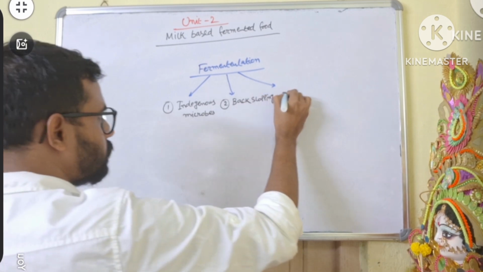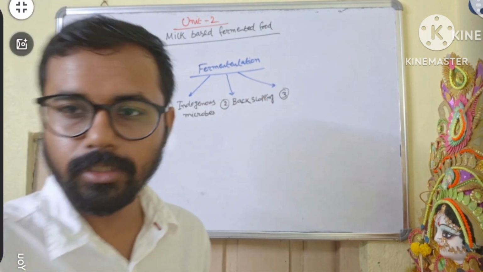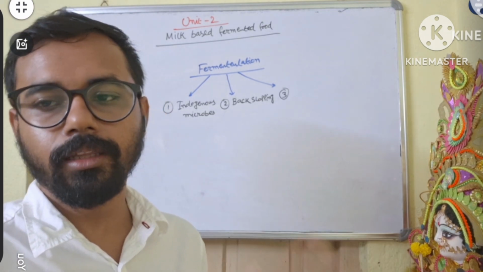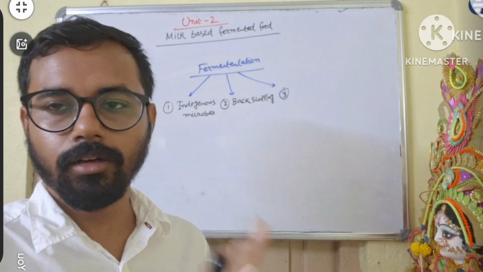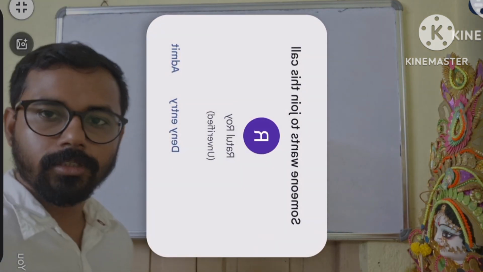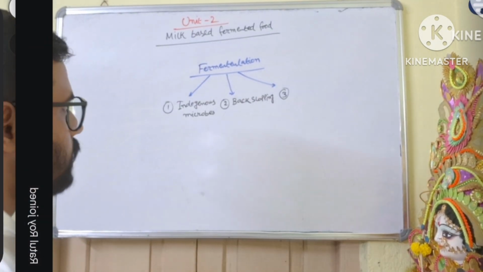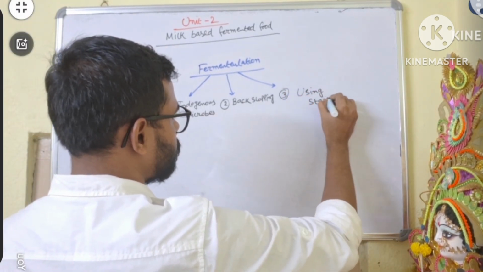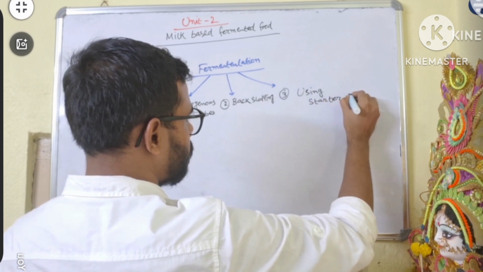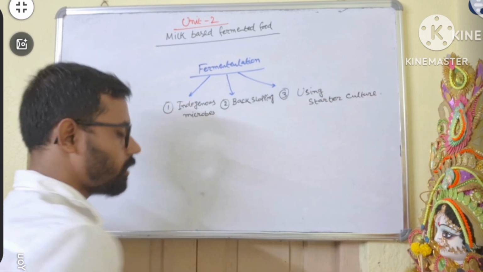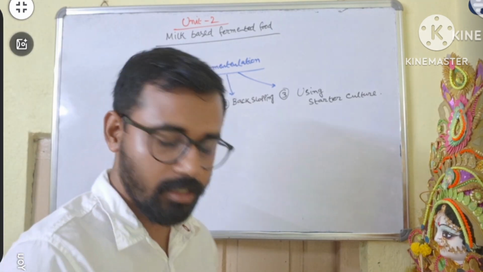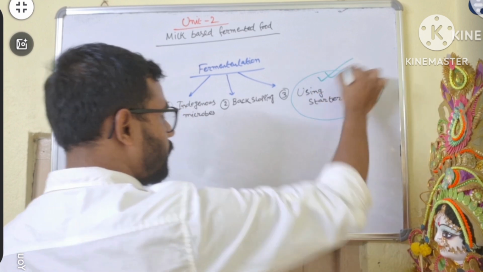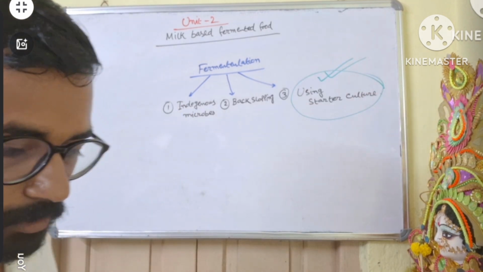The second method is backslopping. Backslopping means using a small amount of pre-fermented product and adding it into the next batch to create the fermentation. That is the overall concept of backslopping. And the third process is using starter culture. Before, we discussed what a starter culture is, what microorganisms are used in it, its basic properties, and why the third method clearly benefits more than the other two methods.